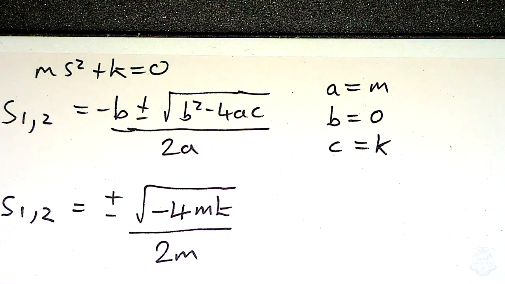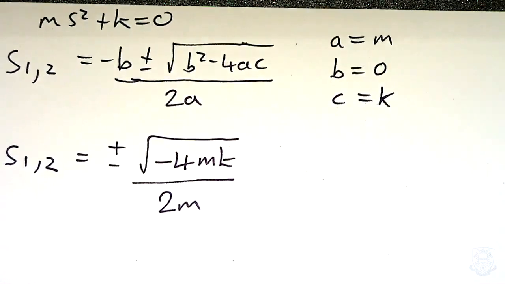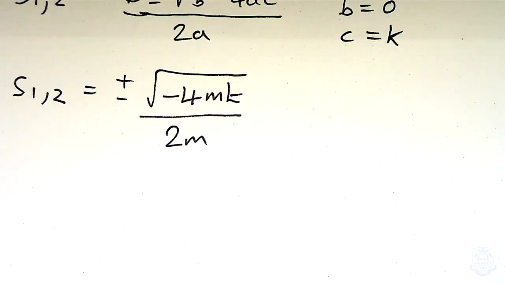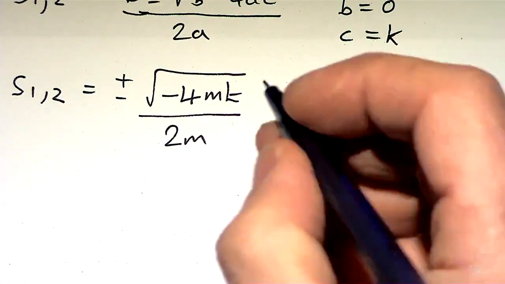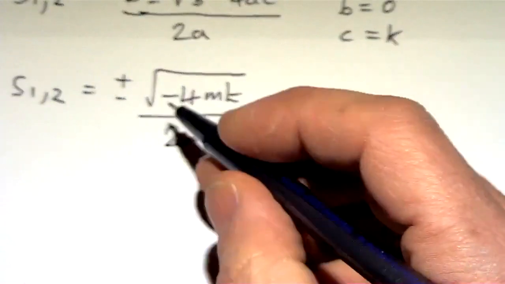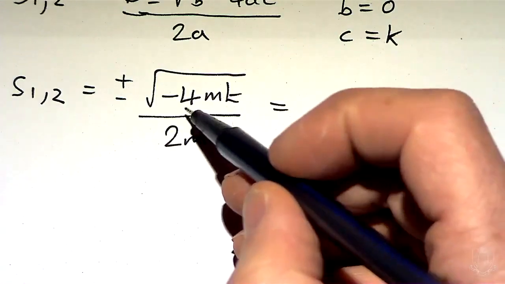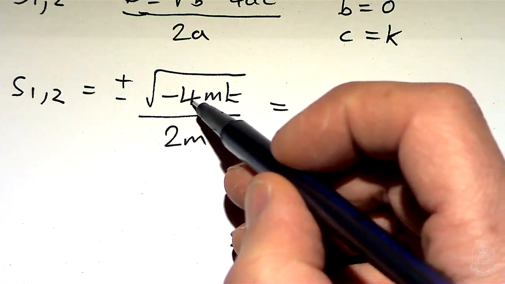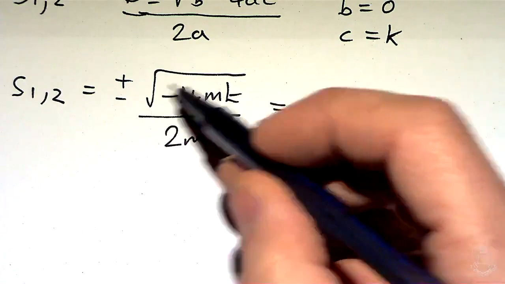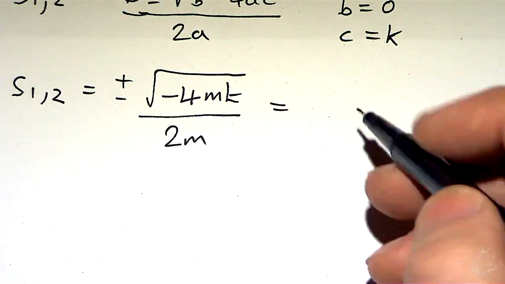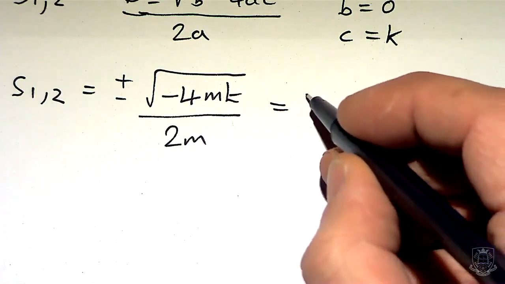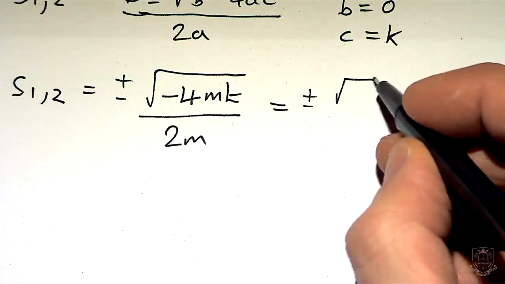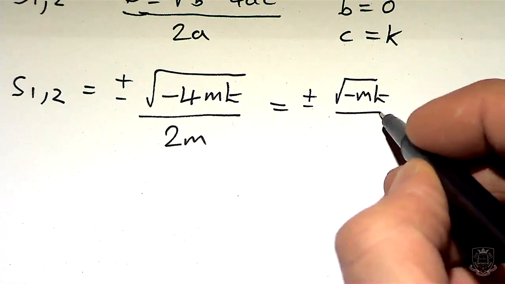And so we can simplify that. The first thing we can do is notice that the 2's will cancel out, won't they? Because this is essentially 2 squared inside this square root here. So we can bring that outside the square root, and then that cancels with the 2 on the bottom. Okay, so this is equal to plus or minus square root of minus mk over m.